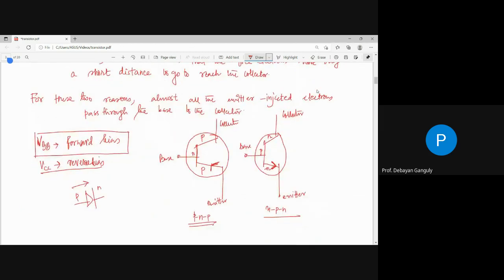So in that case, you can say this is NPN. That means this is the IC. In the base junction, the current is IB, and in the emitter junction, there is a current IE. That means you can understand that IE can be written as IC plus IB. That is the equation that we already know.